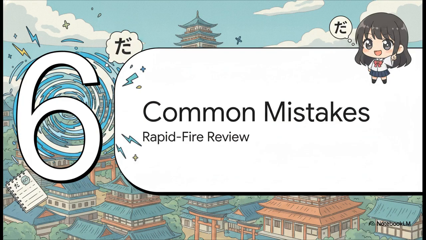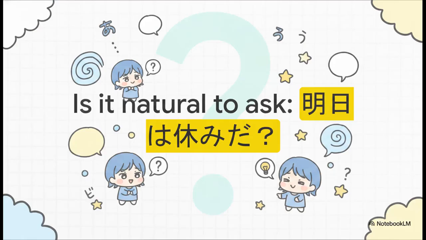All right, final stretch. Section 6, avoiding common mistakes. Let's do a quick rapid-fire review. Here's your first challenge. Imagine you want to casually ask a friend if tomorrow is a day off. You know ashita is tomorrow, and yasumi is a day off. So, is it natural to ask, ashita wa yasumi da, with a question mark at the end?